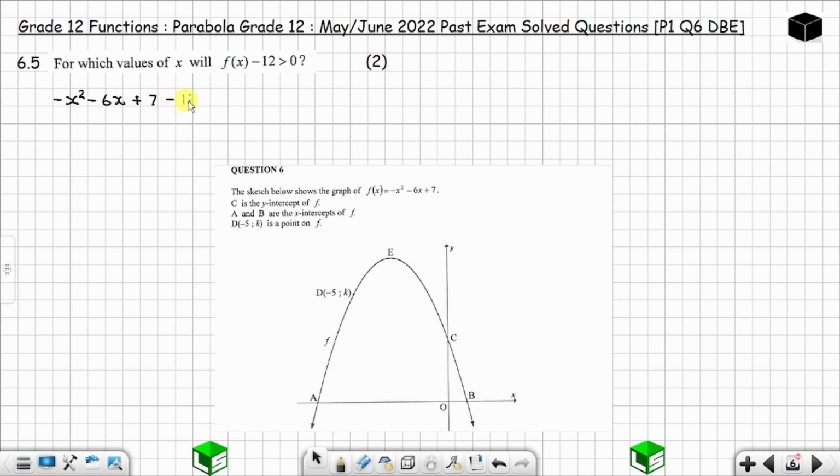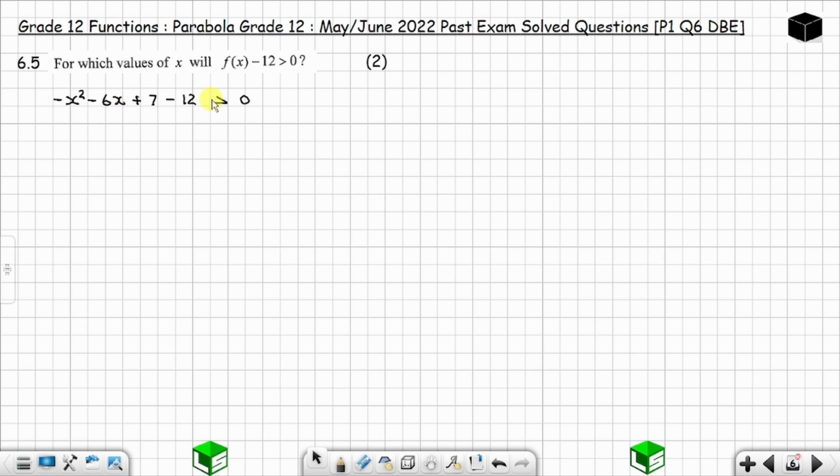So you have negative 12 greater than 0. Okay, you can see that. Let me close this. So this is an inequality. You need to solve this inequality so that you can find the values of x for which f of x minus 12 is going to be greater than 0. Okay, so you have negative x squared and then negative 6x, and then you have 7 minus 12, which is negative 5, right? And greater than 0.